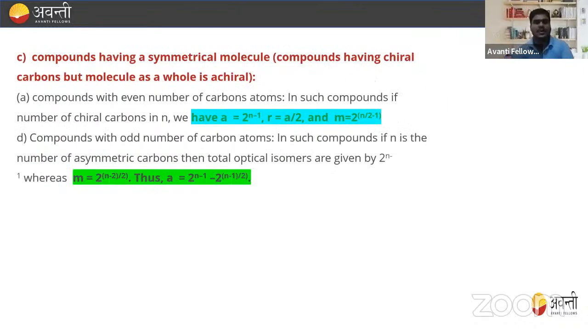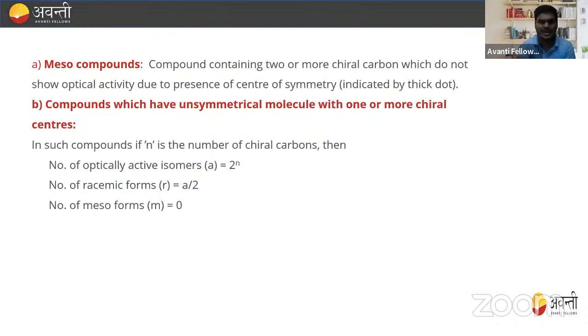Similarly, for a compound having a symmetrical molecule, a compound having chiral carbons but the molecule as a whole is achiral. For this, with an even number of carbon atoms, if the number of chiral carbons is n, then we have a formula for calculating A as 2 raised to n minus 1, R is equal to A by 2, and M is equal to this. So we can calculate A, R and M. A means the number of optically active isomers, R means racemic mixture, M is meso form.